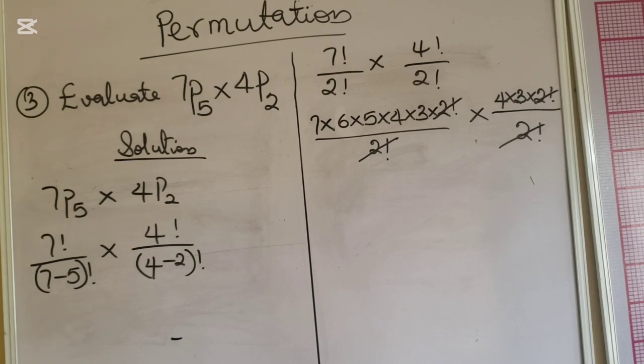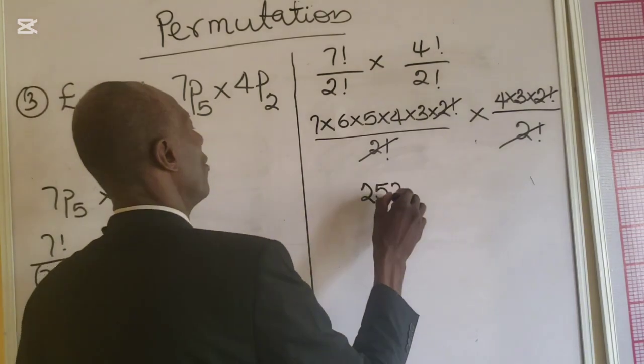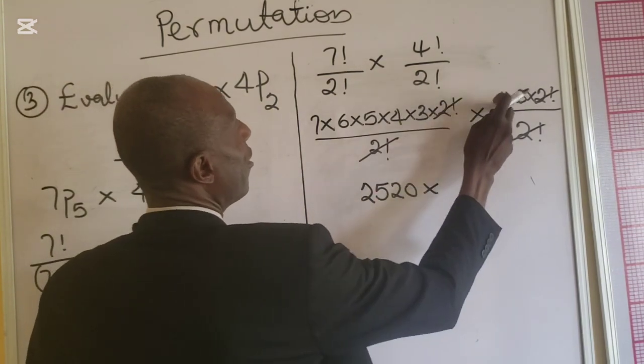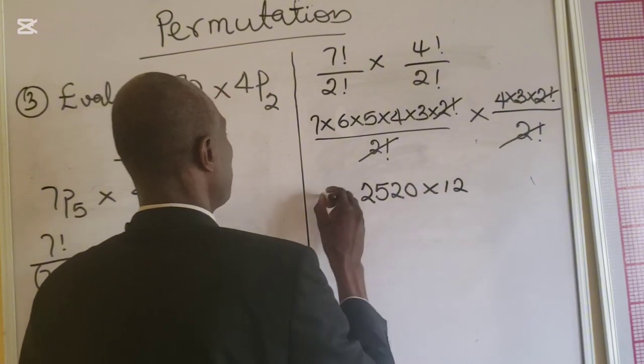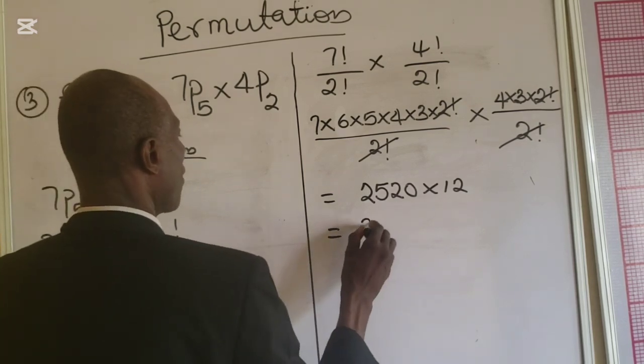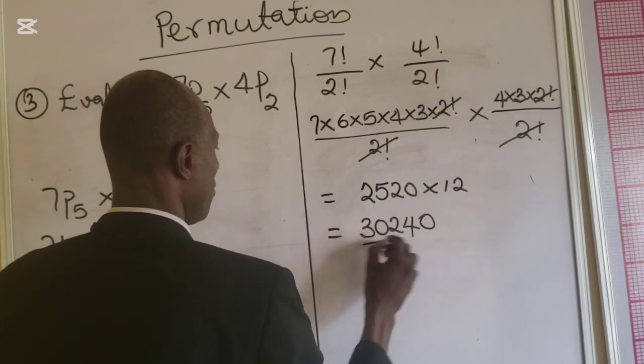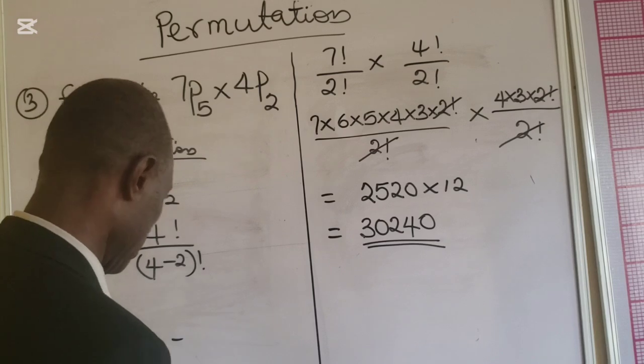So what is now 7 times 6 times 5 times 4 times 3? It gives us 2520. 4 times 3 is 12. Now, what is 2520 times 12? It gives us 30,240. So when you evaluate that, you are getting 30,240.